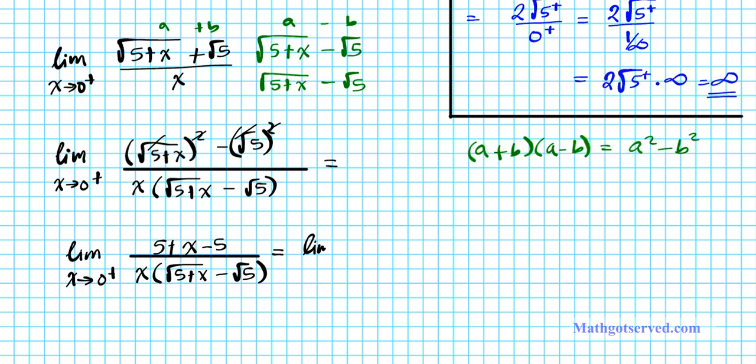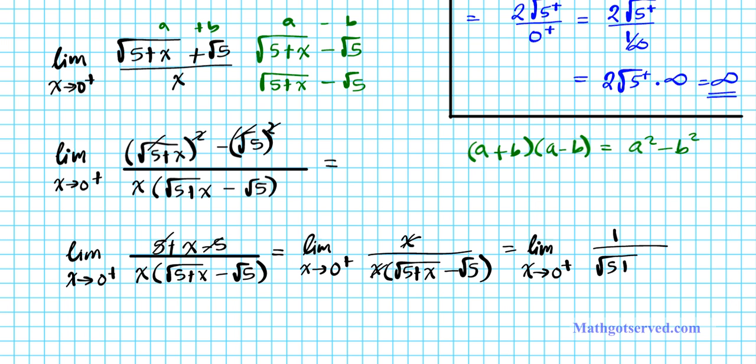So this becomes a limit as x approaches 0 from the right. Now this 5 and that 5 cancel out. So we have x over x times the square root of 5 plus x minus root 5. Now the x's divide out. So this becomes a limit as x approaches 0 from the right of 1 over square root of 5 plus x minus square root of 5. Now, had this been a double-sided limit, it's not going to work because you're going to approach two distinct values. But since this is a one-sided limit, you're going to see that it's going to work out, all right? So let's go ahead and finish this up.